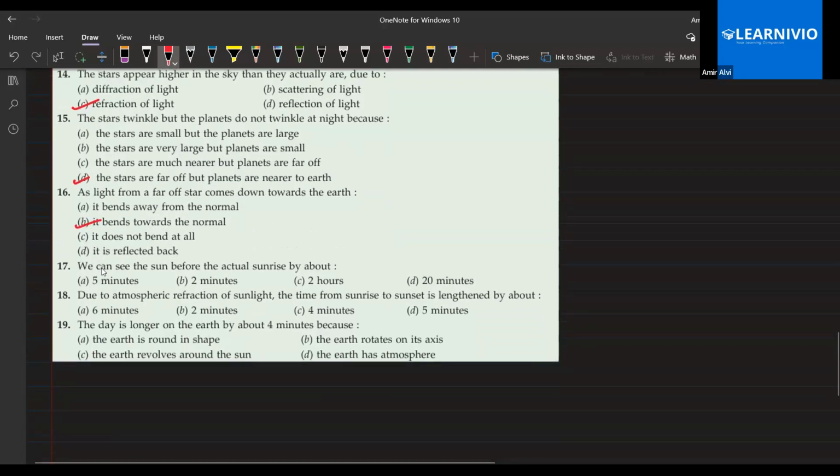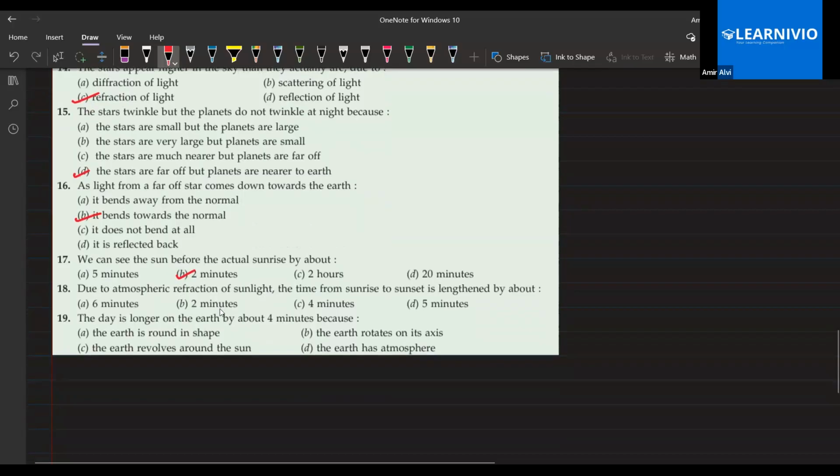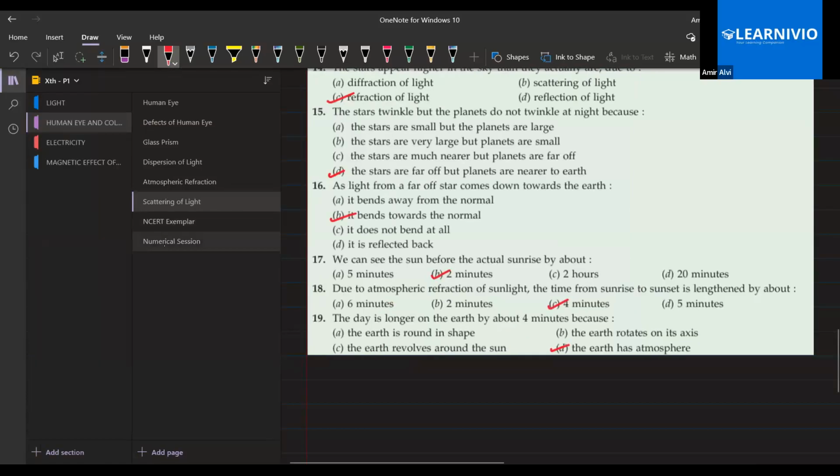Clear? Next, we can see the sun before the actual sunrise by 2 minutes, not 5 minutes, 2 hours, or 20 minutes. Due to atmospheric refraction, the time from sunrise to sunset is lengthened by 4 minutes. The day is longer on Earth by 4 minutes because the Earth has an atmosphere. Due to atmospheric refraction, the day is lengthened by 4 minutes.